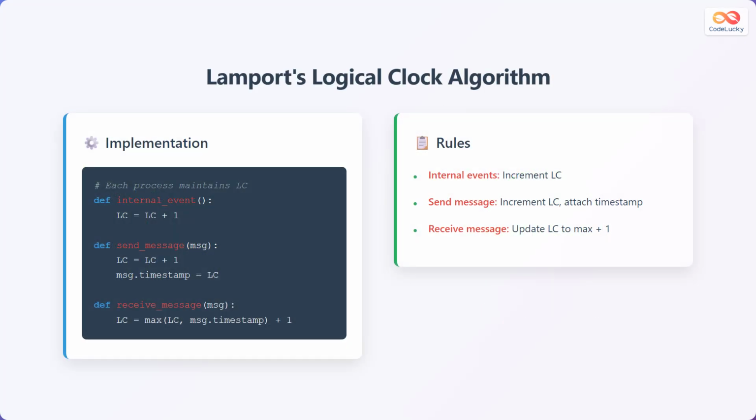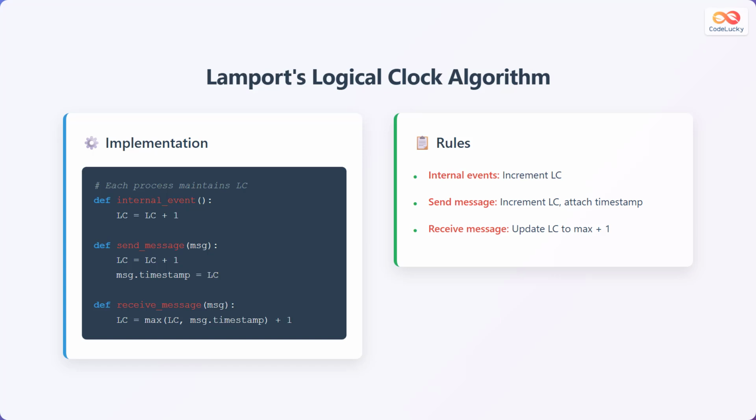Here is an algorithm for you. Lamport's logical clock algorithm. This algorithm is a classic approach to implementing logical clocks. Each process in the distributed system maintains its own logical clock, denoted as LC. When an internal event occurs within a process, the process increments its logical clock. When a process sends a message, it first increments its logical clock, and then attaches the current value of its clock as a timestamp to the message. When a process receives a message, it updates its logical clock by taking the maximum of its current clock value and the timestamp in the received message, and then increments the result.